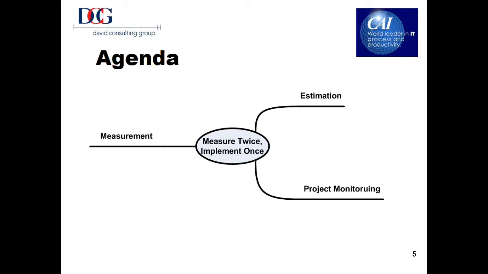So as we move to the agenda slide, measure twice, implement once addresses three major topics. We'll be starting with measurement. The first topic, measurement, is an area that acts as a data engine for two other basic kinds of process areas. One is estimation. The process of estimation translates requirements and measurement data into information, which is used for planning projects or monitoring projects, which is the third topic area.